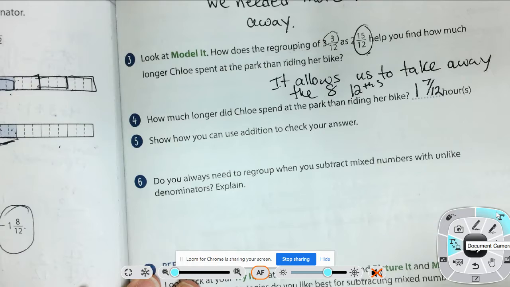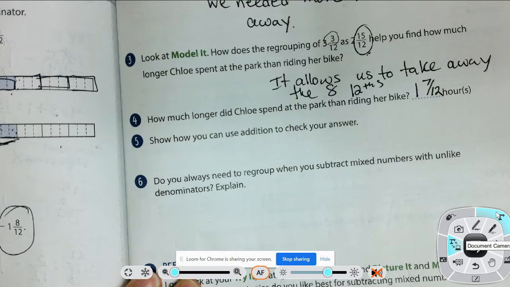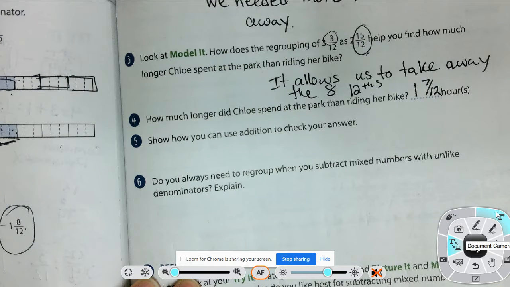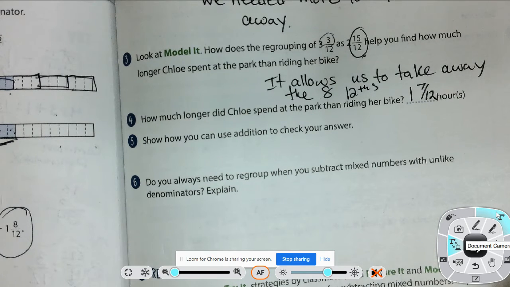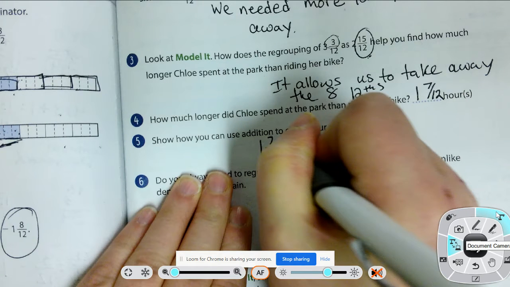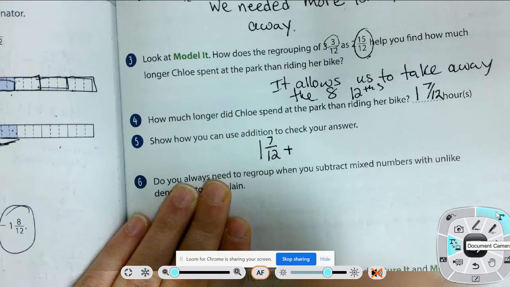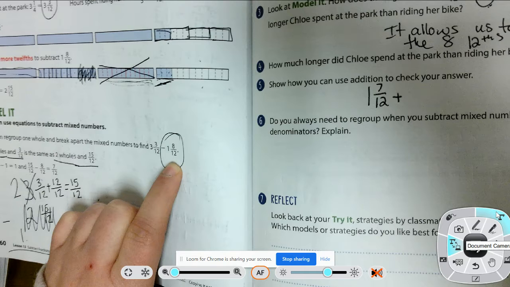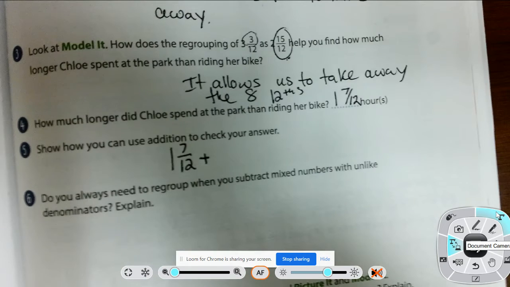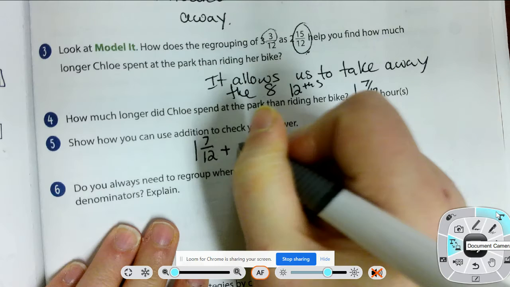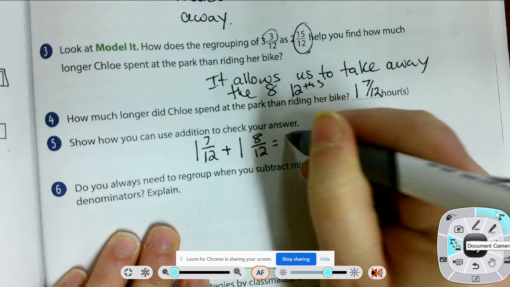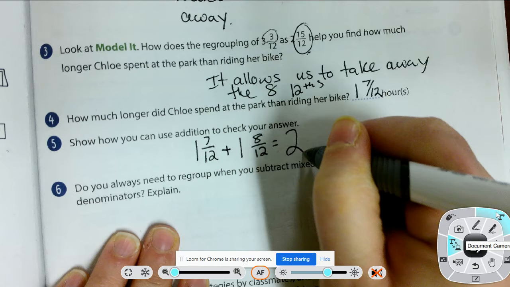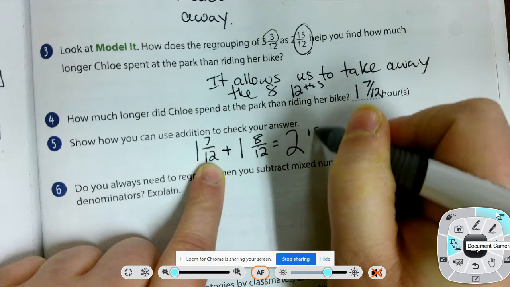All right, so then it says, show how you can use addition to check your answer. If I'm using addition to check my answer, one way is by taking the 1 and 7 twelfths and adding it to the 1 and 8 twelfths to see if we get the 3 and 3 twelfths. So 1 and 7 twelfths plus 1 and 8 twelfths would give us 2, and if I added these two top ones, that would give us 15 twelfths.